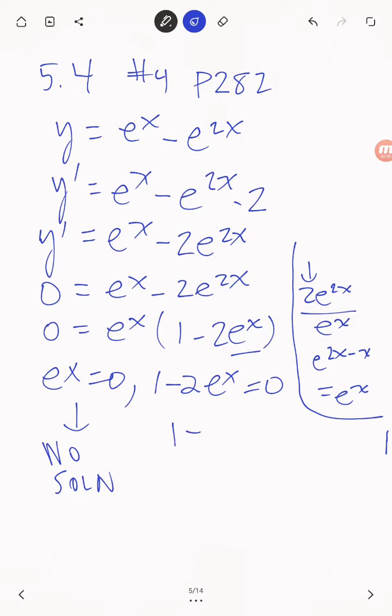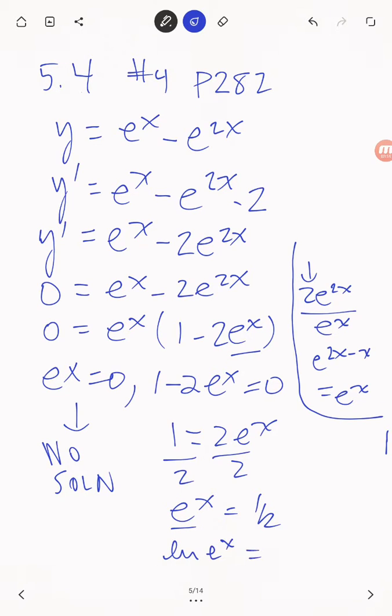Over here we have 1 equals 2e to the x. Let's divide both sides by 2 to isolate e to the x, so that's equal to 1/2. And then we can use our method from 5.3. Just take either the log or the ln of both sides, but since it's a power with e in it, it makes more sense to take the ln of both sides, because then we have a property that we can apply that will help us. So ln e to the x equals ln 1/2.